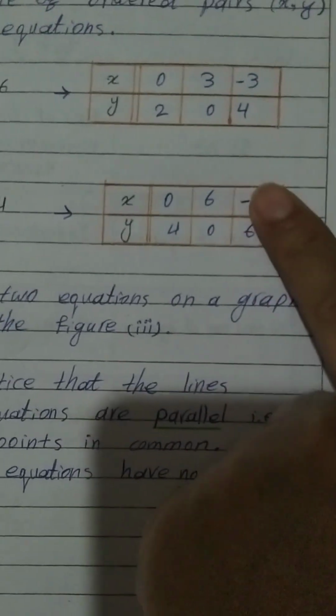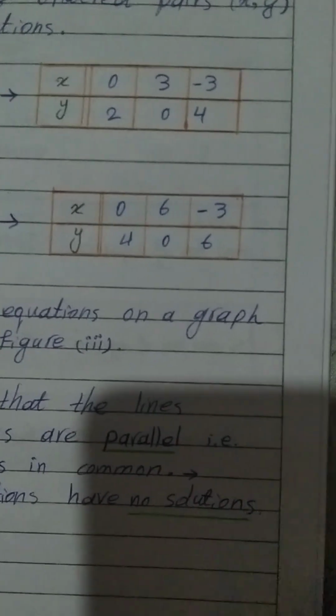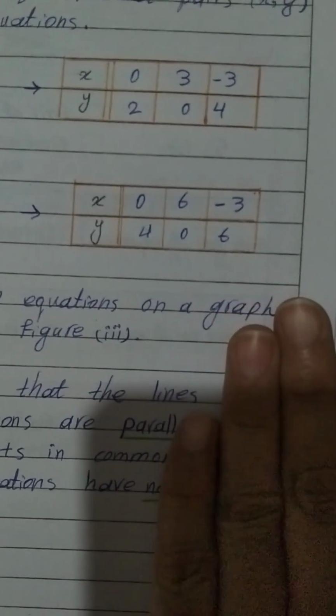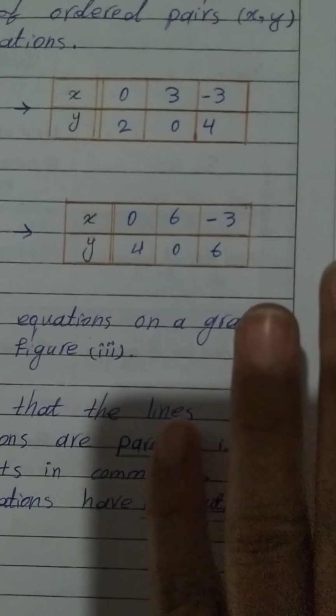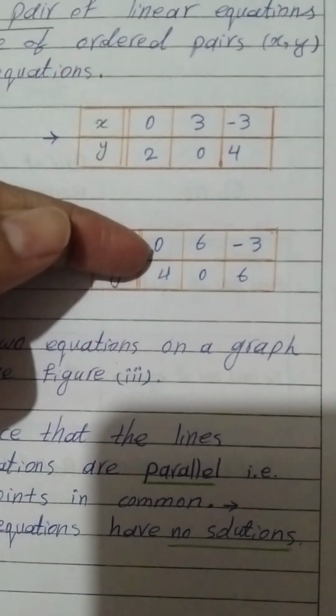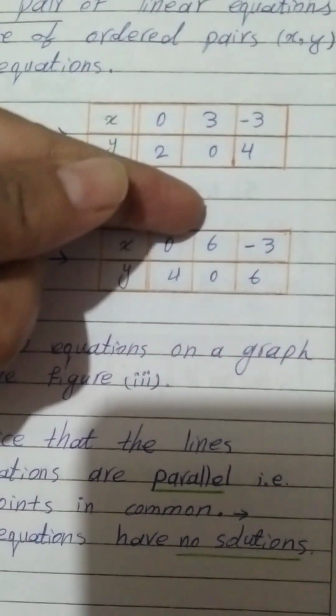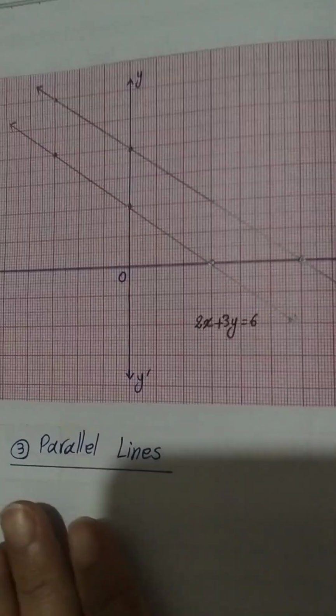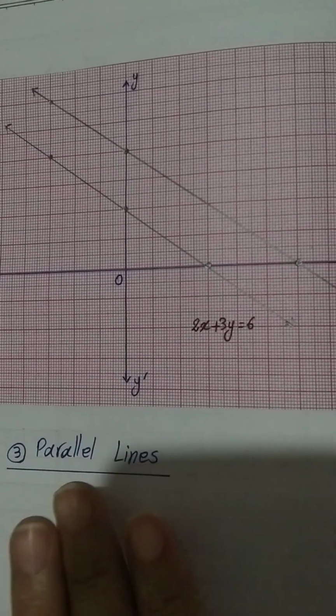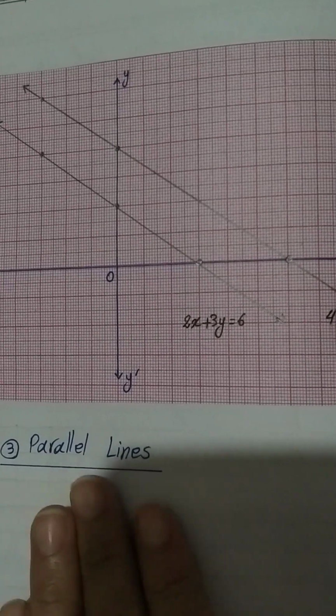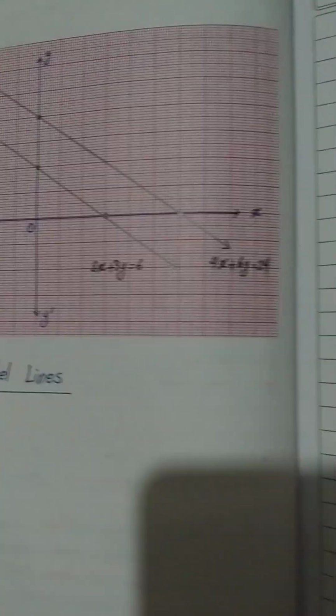And if you look here, you are seeing some similarity also. Means you are seeing this is 2, this has become 4, this is 3, this has become 6. For this type of lines which never meet each other, we call them parallel lines.